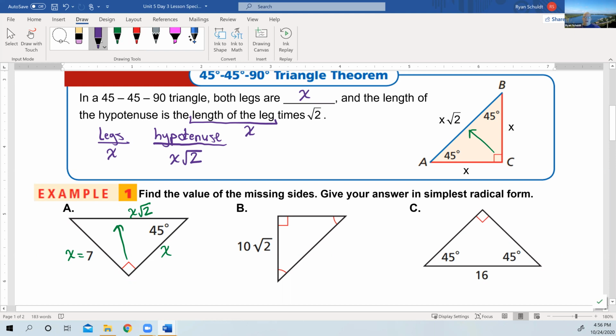So our side over here is 7. Our side up here is 7 square roots of 2. That's literally all we had to do here. Like, no math. No math. Wow.